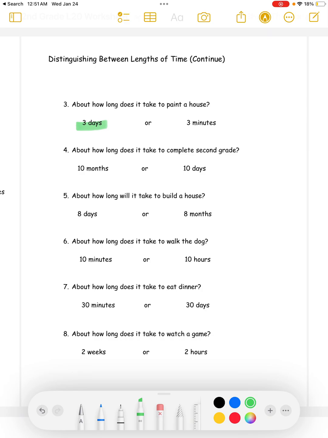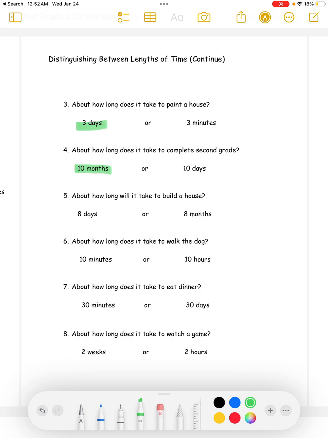Question number 4. About how long does it take to complete 2nd grade? 10 months or 10 days? We wouldn't be able to learn all of our math or reading topics in 10 days. It would be very, very hard and we wouldn't learn anything properly. So it would take about 10 months to complete 2nd grade.